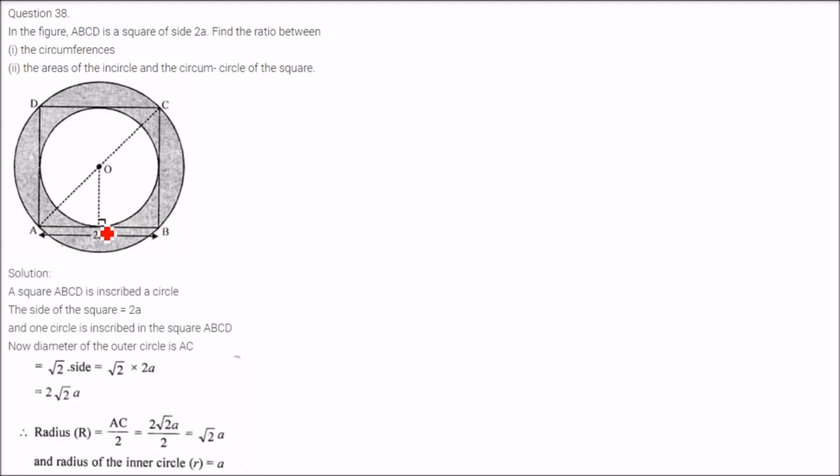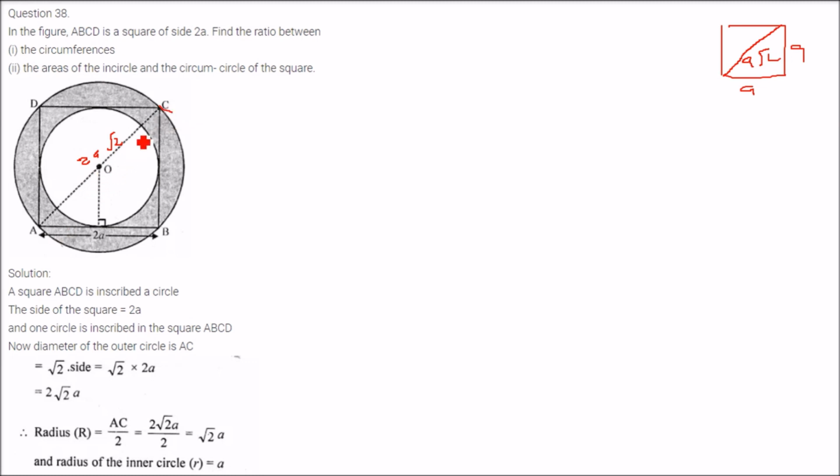So this is the side 2A and this is the side 2A. And we know that for a square, if the side is A, the diagonal will be A root 2. So this is 2A and this is 2A, so the diagonal will be 2A root 2. This will be helpful for finding the radius of the bigger one and the smaller one.